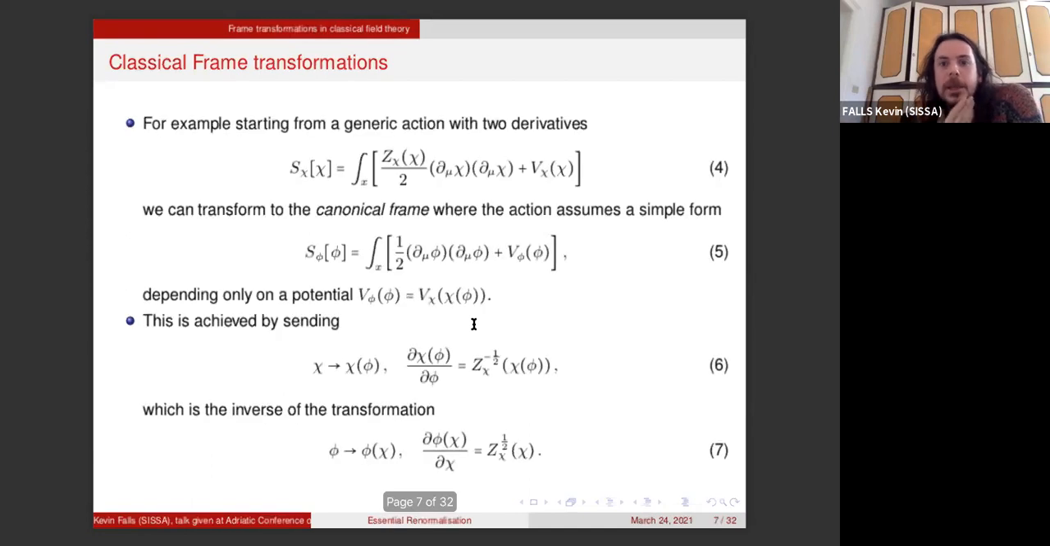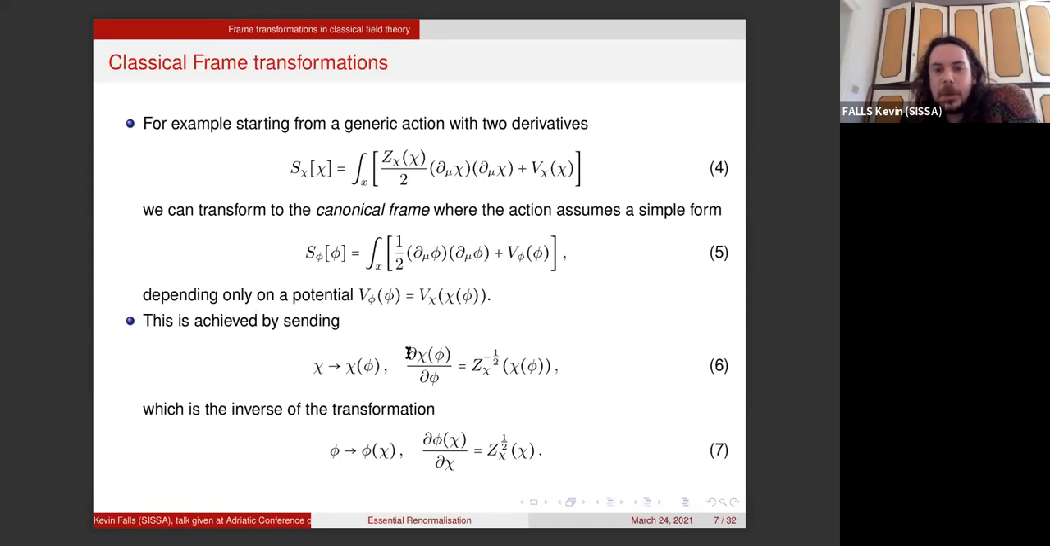Then I can give an example, which I will come back to when we talk about the Ising model. Imagine I have a classical theory with an action which depends on two derivatives of the field, and on two independent functions of the field: a potential, and a function z that multiplies the two-derivative term. We could ask whether there is a transformation that gets rid of one of these functions, in particular the function z. One can easily check that there is a transformation where the potential transforms as a scalar, if you like.